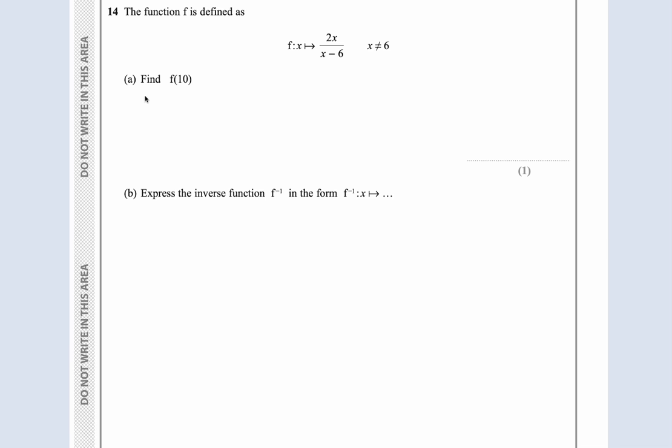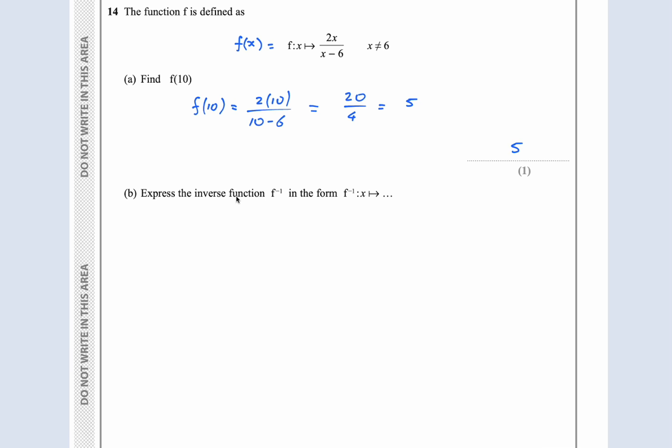Function. This is the function, find f of 10. So this, guys, believe it or not, is very easy, part A at least. Part B is hard. Part A, f of 10, we just sub 10 in for x. So it's just 2 times 10. Don't worry about this funny notation, guys. That's the exact same as f of x equals. So it's 2 times 10 over 10 minus 6. And you can literally put this into your calculator, but it's 20 over 4, which is 5. So this answer is 5. Okay, it's only one mark.